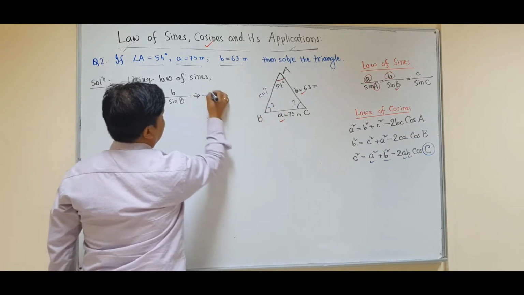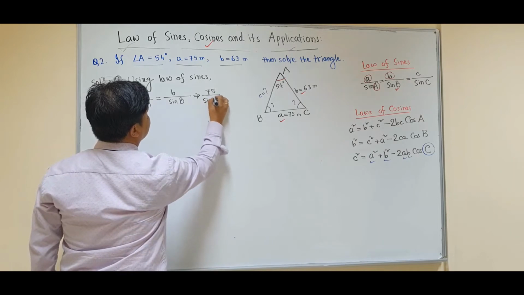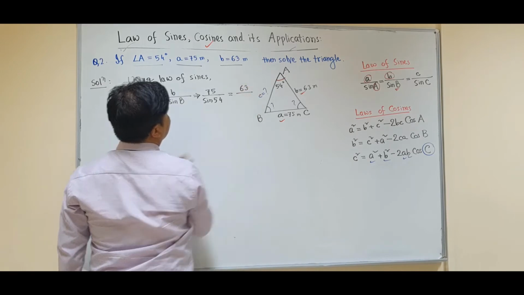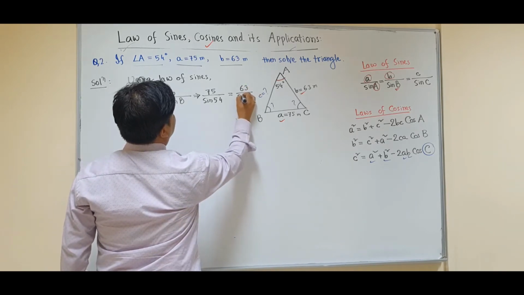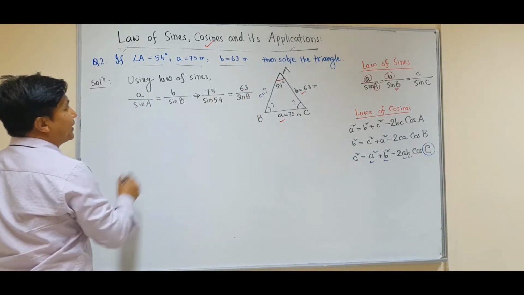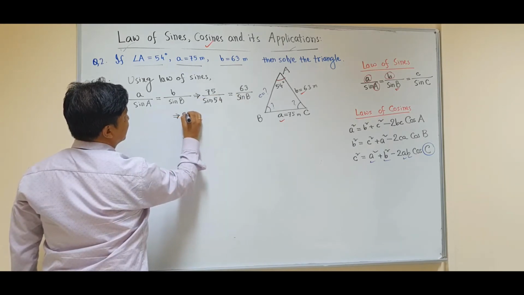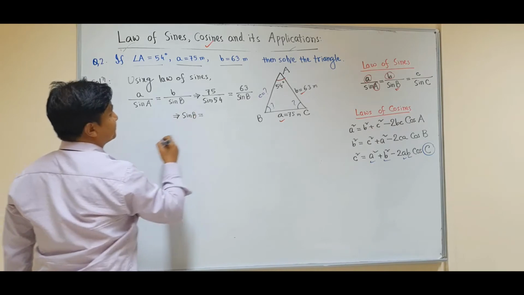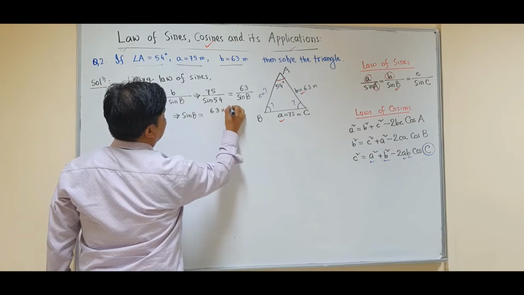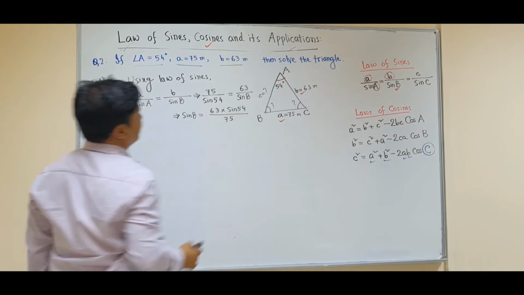What is A? We know A is 75. Sine A. What is A? We know that it is 54. B, we know it is 63. And sine B, angle B, we don't know. So from this, we want to find out angle B. So we cross multiply and we want to find out sine B will be equal to 63 multiplied by sine 54 divided by 75.